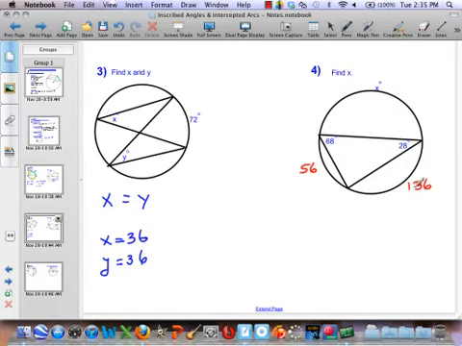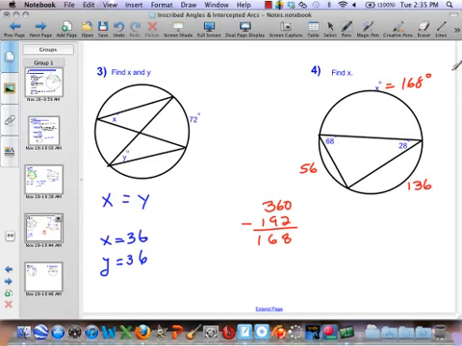Alright, what's 56 and 136? Okay, that's 192. So now we take 360 and subtract the sum of those arcs. And therefore, what do we get? So therefore, my arc must be 168 degrees.